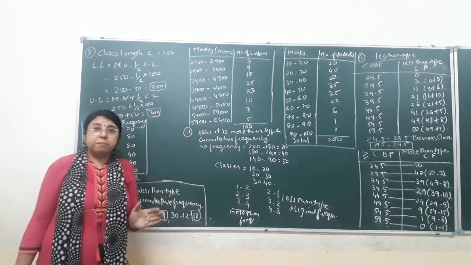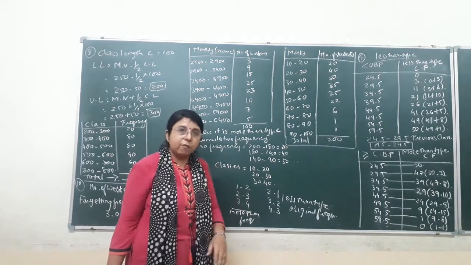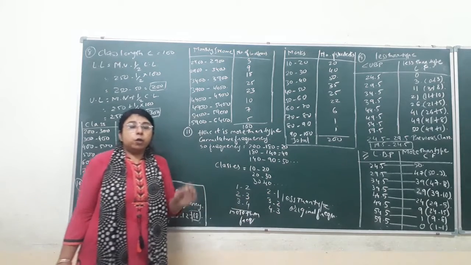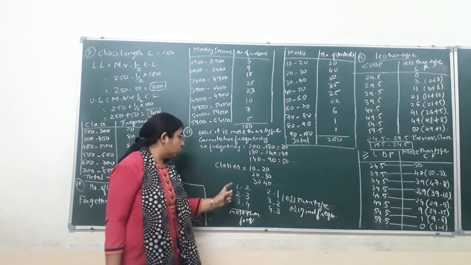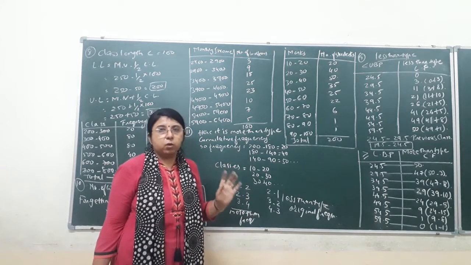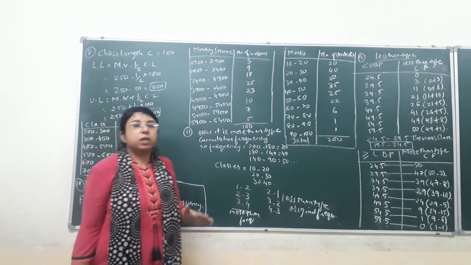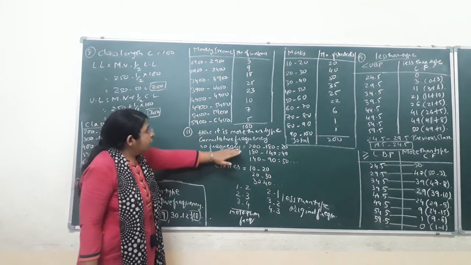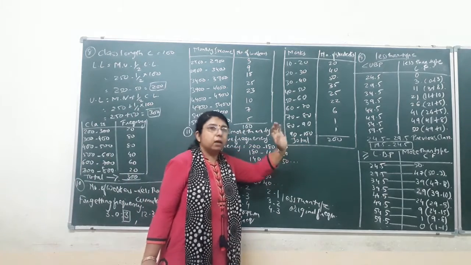So in this way you have to remember that in order to convert less than type cumulative frequency to original frequency, you have to do second cumulative frequency minus first. And in order to convert more than type cumulative frequency into original frequency, you have to do first cumulative frequency minus second. That is the basic difference in order to find the original frequency from the less than type and more than type cumulative frequency.